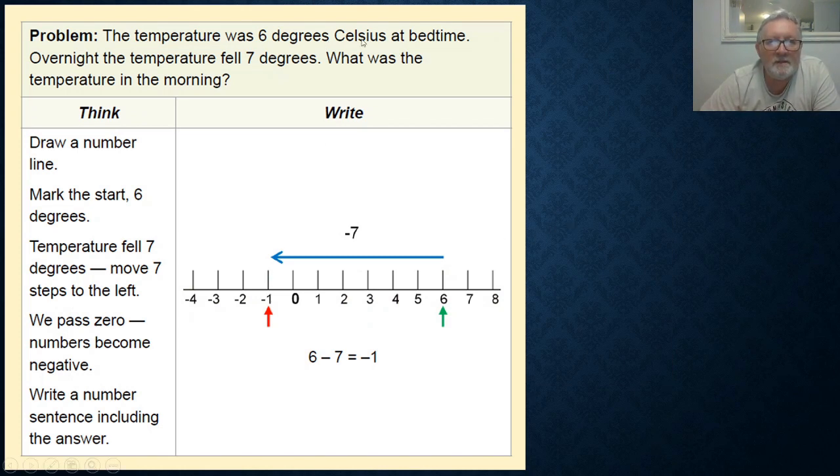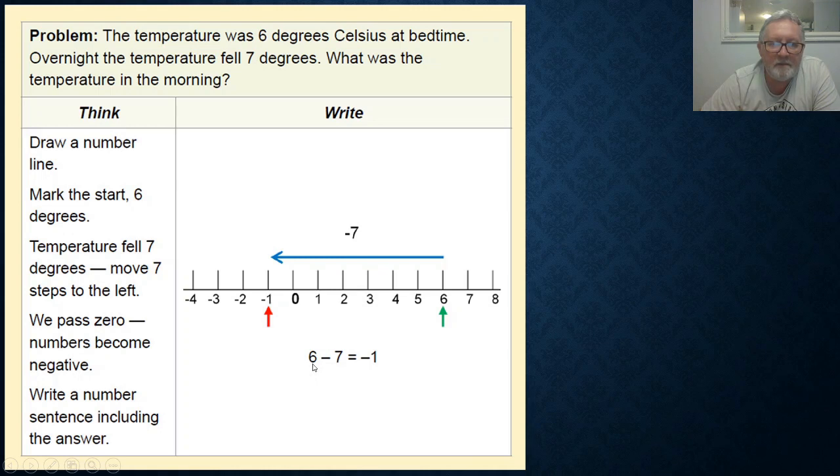The temperature was 6 degrees Celsius at bedtime, and we show the starting point here like that. Overnight, the temperature fell 7 degrees, so we're going to subtract 7, moving to the left. What was the temperature in the morning? And the red line indicates the answer. So we mark the start, 6 degrees. It fell 7, so we move 7 steps to the left. We passed 0, which means the answer becomes a negative number. And then this is the number sentence.